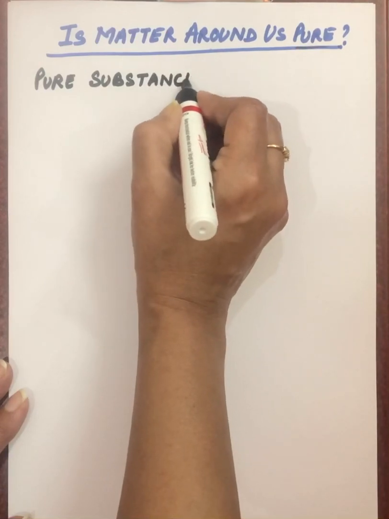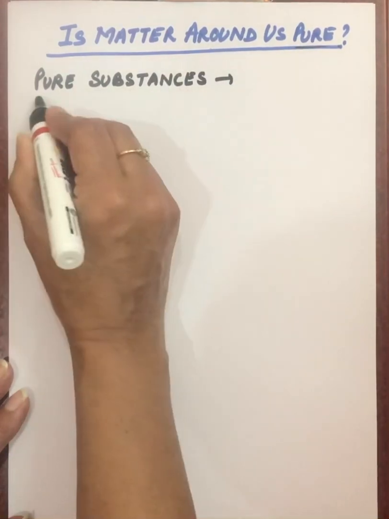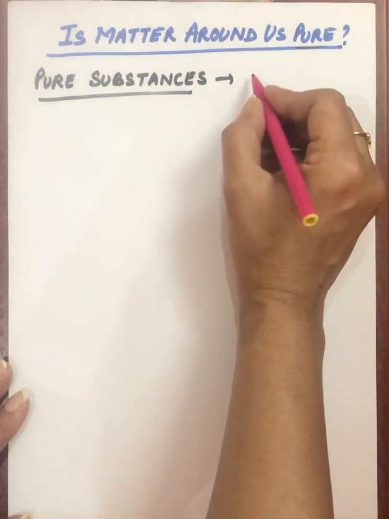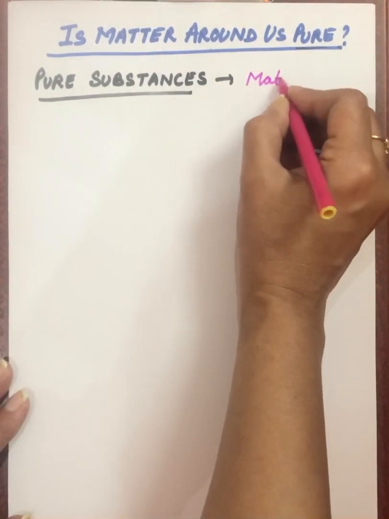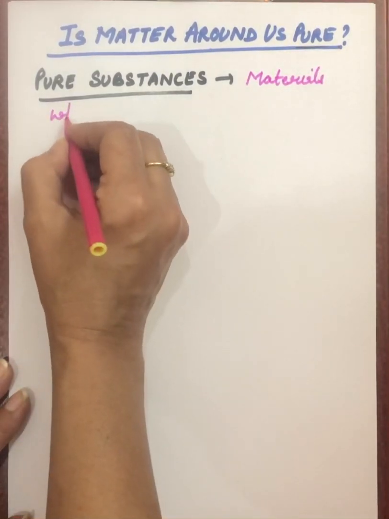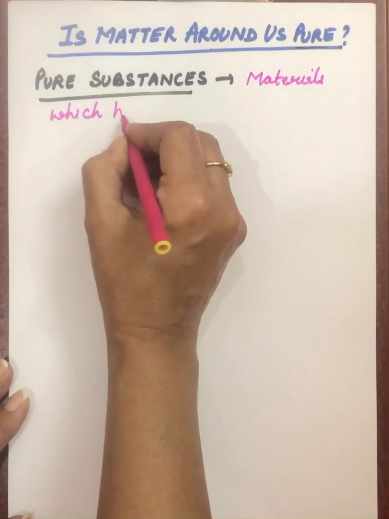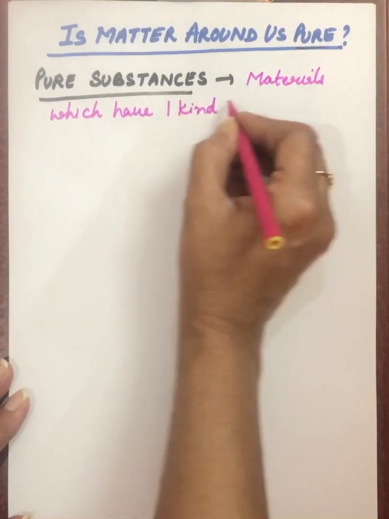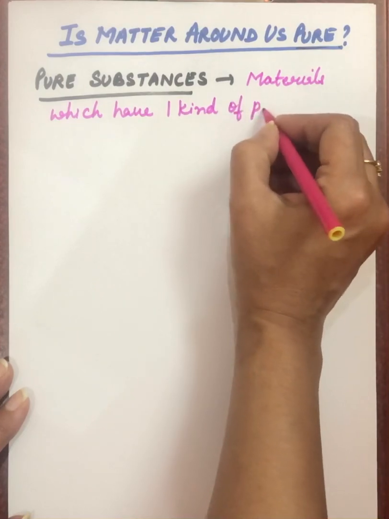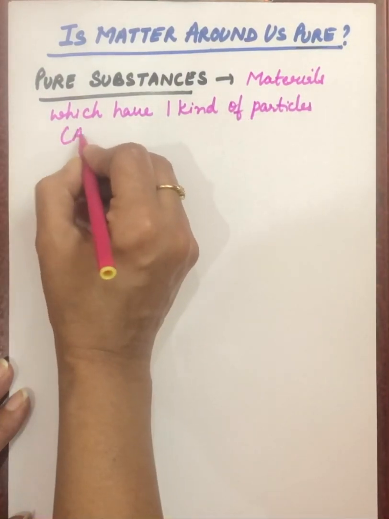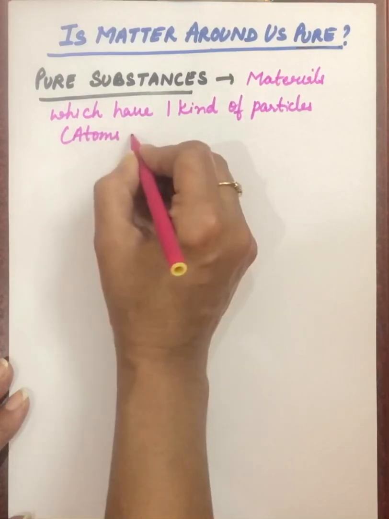Those substances which will have only one kind of particles in them. Materials which have one kind of particles in them. Now, what is the meaning of one kind of particles? These particles can be atoms or these particles can be molecules.